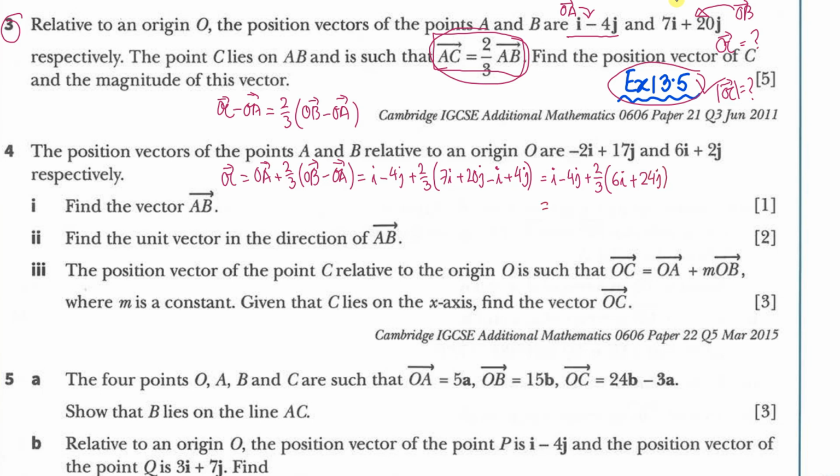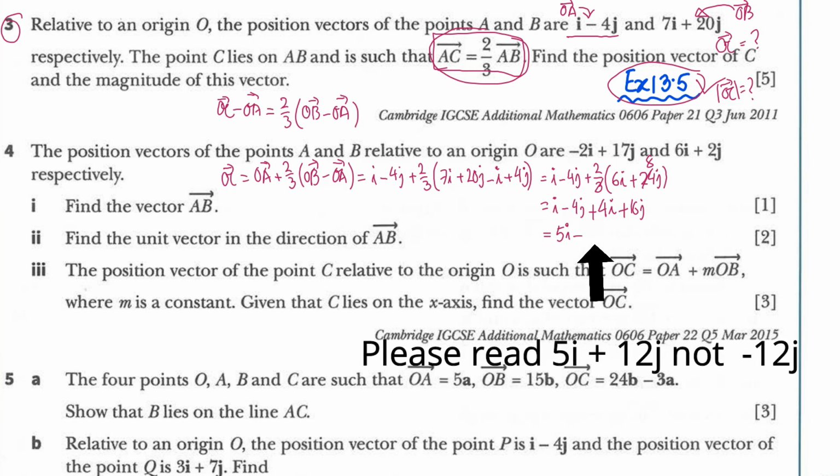Okay, let's break down i minus 4j plus, if we multiply 2 by 3 into 6, we would get 4i from there. Then another one, if we multiply 2 by 3 with the 24, 3 8s are 24, so 16j comes here. Then the next part, we are going to add the i and i, which gives us 5i. Then if we subtract 4 from the 16, we would get 12j.